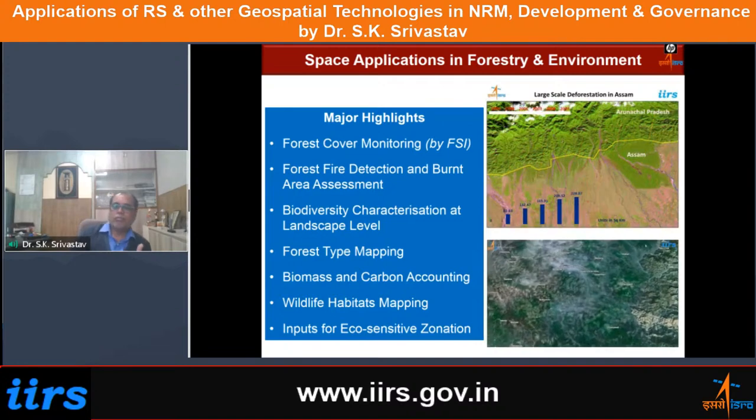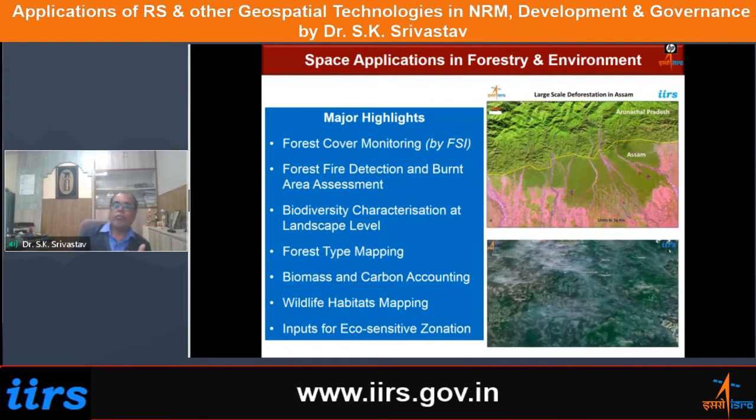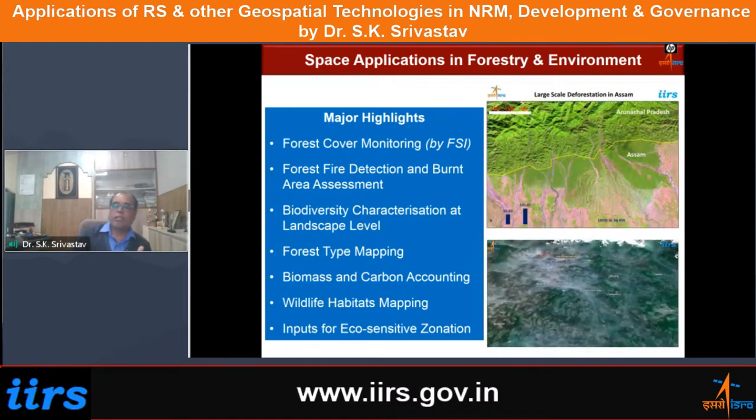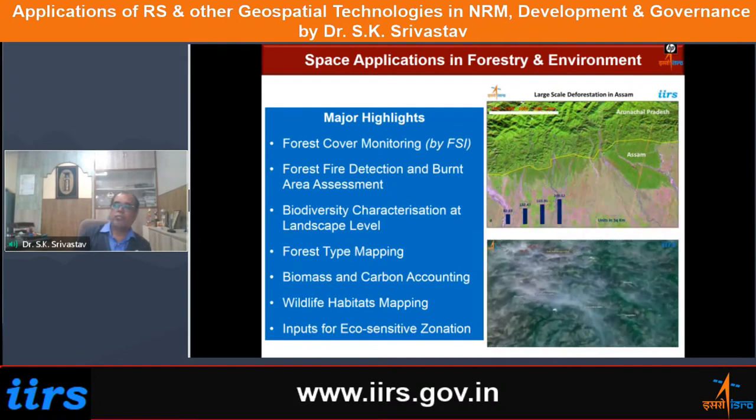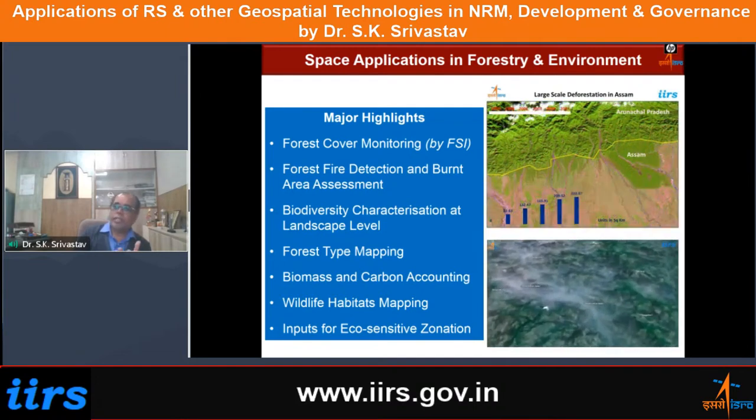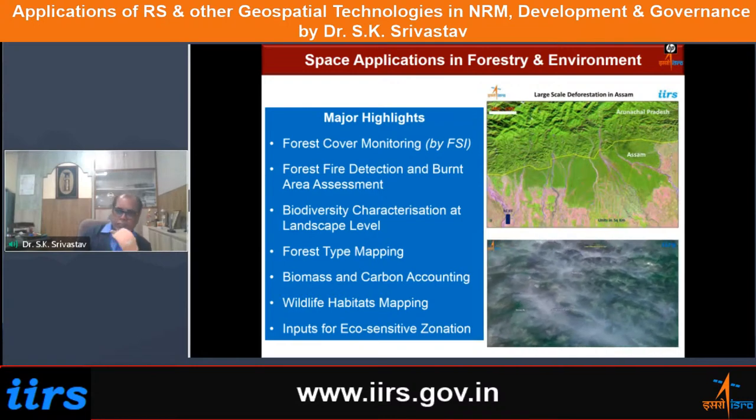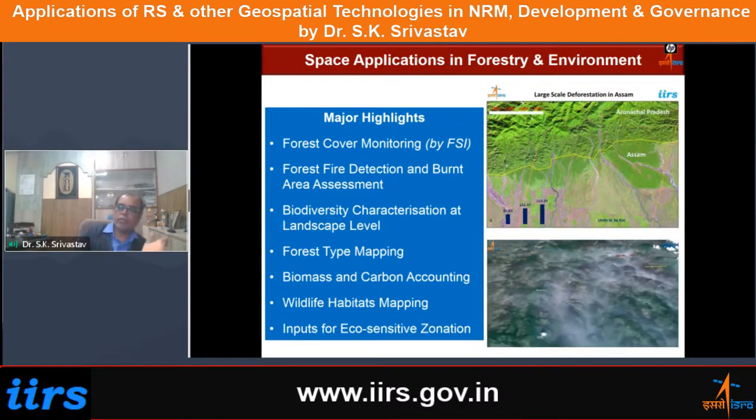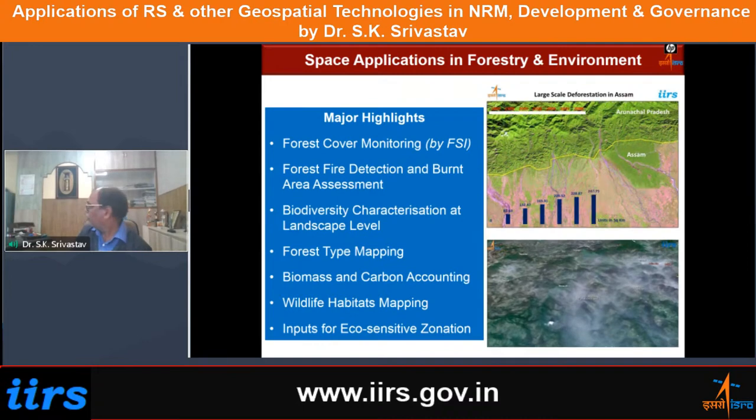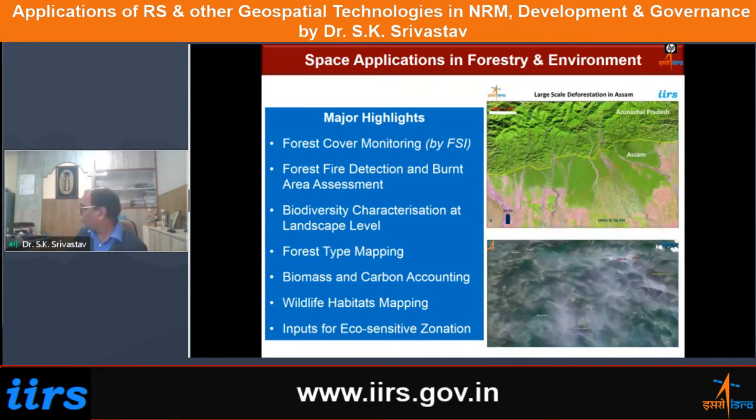So this is one of the very good examples of how anthropogenic changes in the land use and land cover are taking place, and that can be very well monitored using satellite images. So forest cover change monitoring is very much possible using satellite remote sensing.